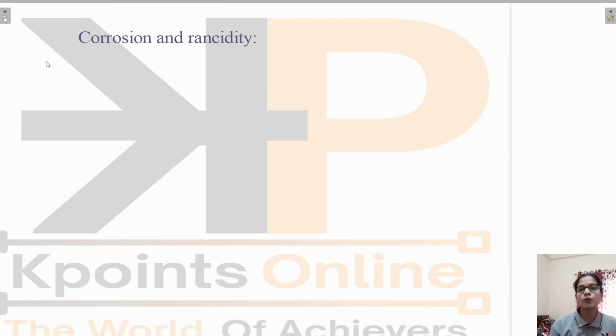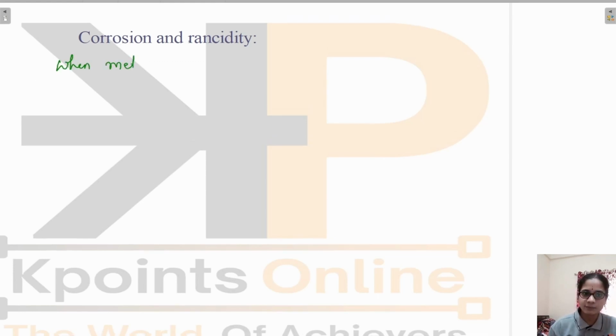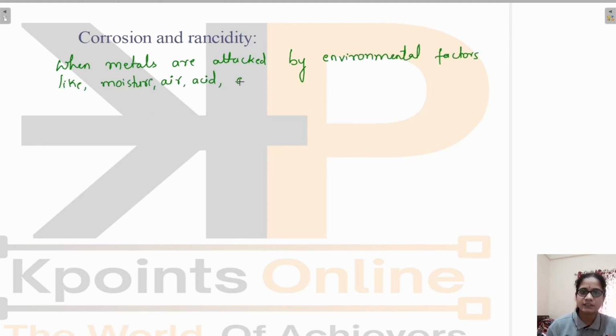What happens is the outer layer of these metals is attacked by environmental factors like air, moisture, acids, gases, etc. They react with them to form a stable compound, so the color of the outer layer changes. Let us see what corrosion is. When metals are attacked by environmental factors like moisture, air, acid, or gases like carbon dioxide, sulfur dioxide, etc., the metal is said to be corroded, and this process is called corrosion.